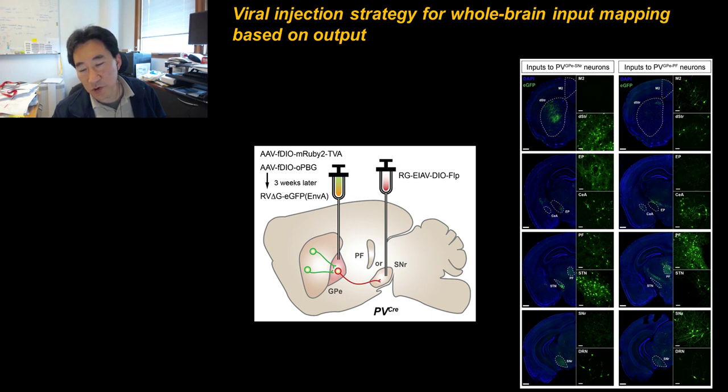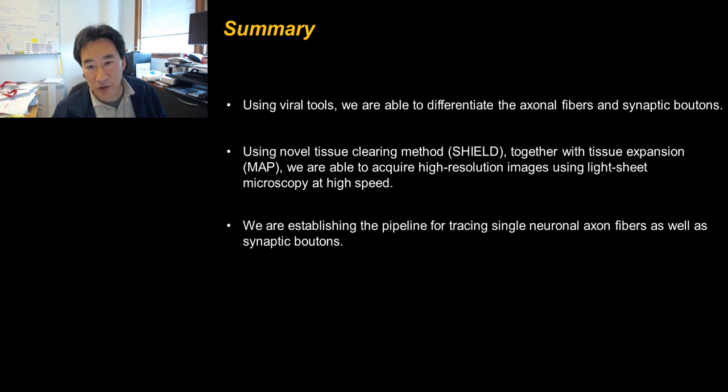Indeed, when we analyze the whole brain cell distribution, we found that the inputs to the Pavlov neurons in the globus pallidus are actually different based on where those globus pallidus neurons project to. So overall, I provided many different viral tools. And this is a short summary that using viral tools, we're able to differentiate the axon fiber and synaptic bouton. I think that it's very important to fully understand the anatomical organization of the specific neuron.